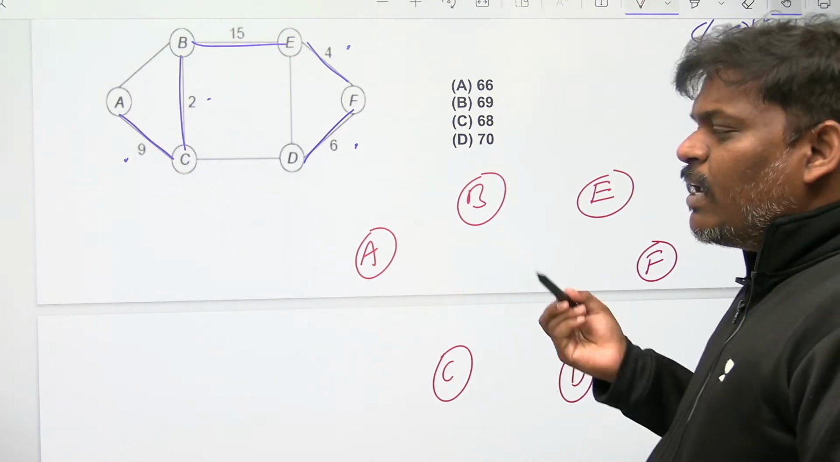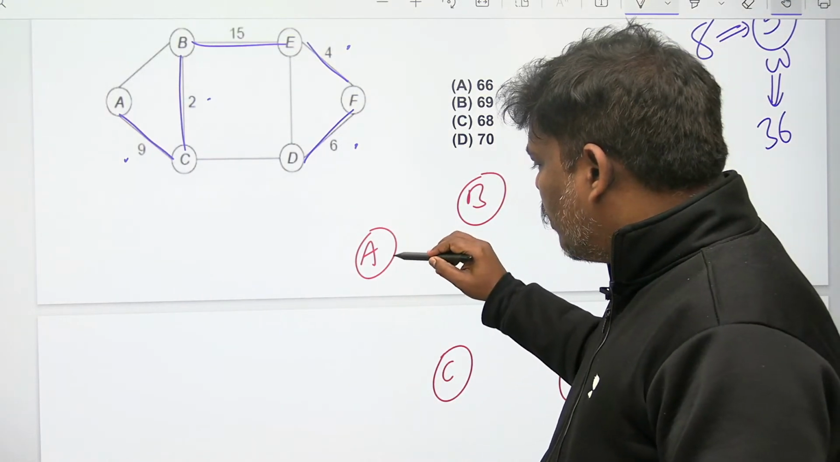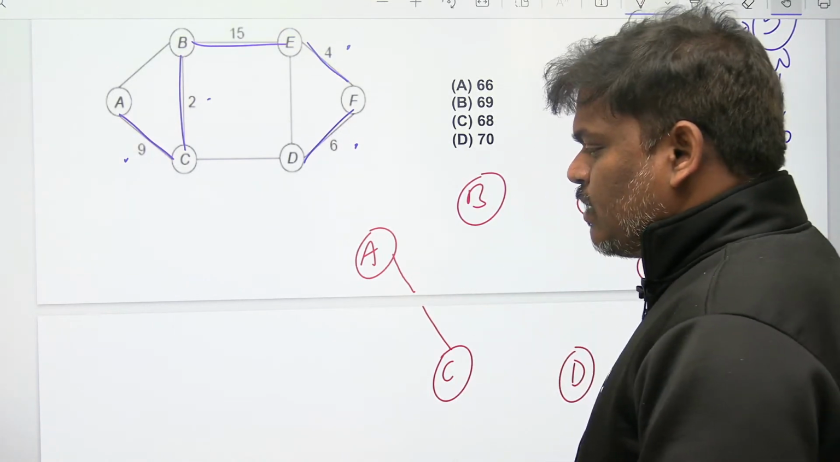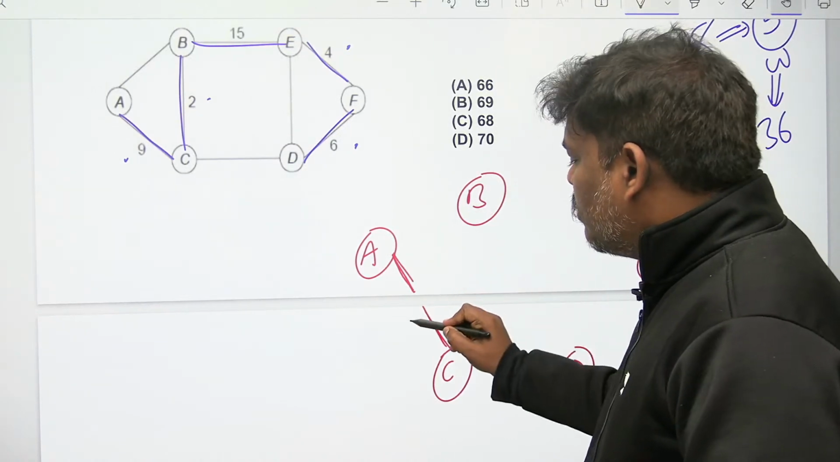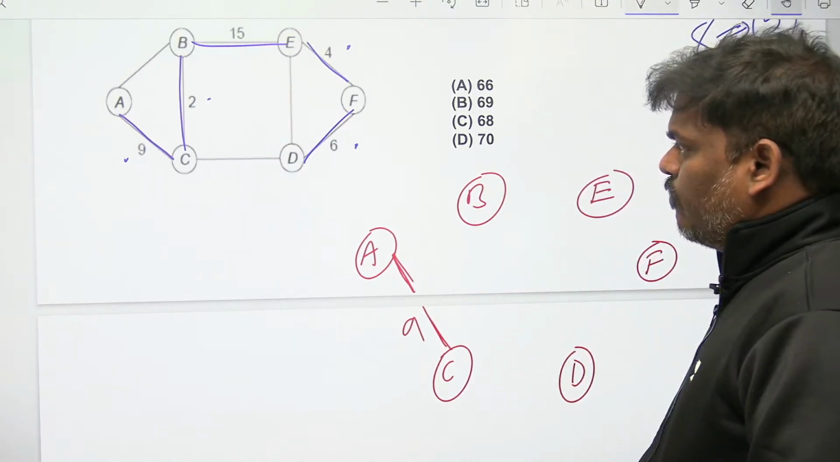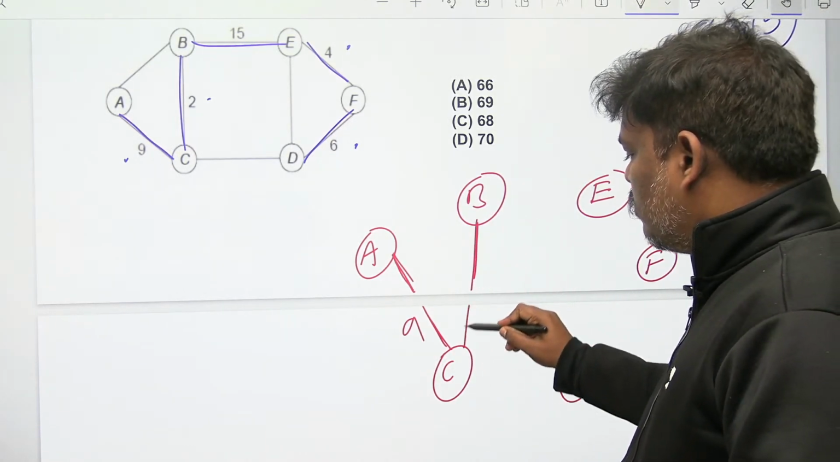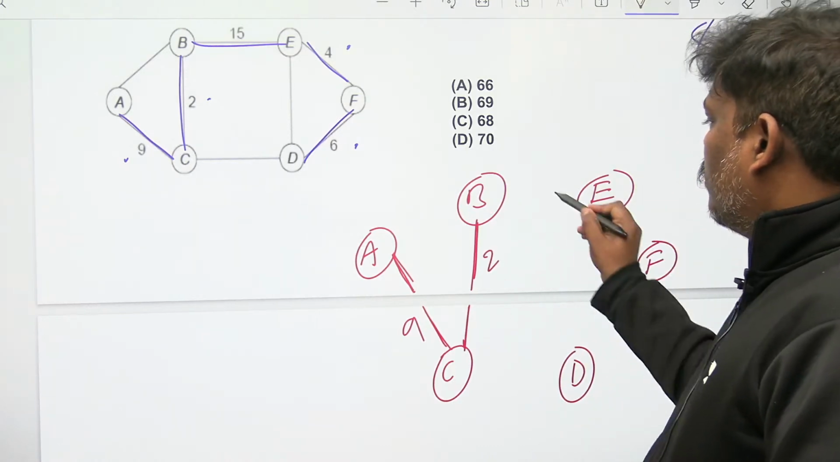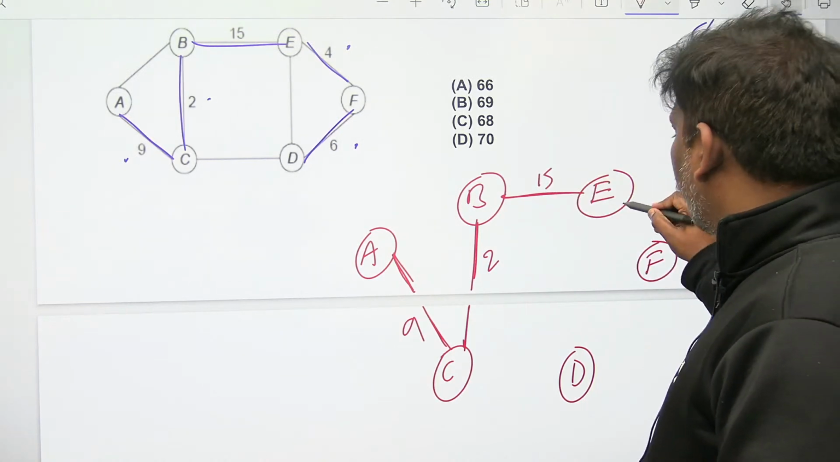Whatever MST is given, take that first. This is the MST given, so I took. So what is the answer? This is already 9. Right? This is also part of the MST. This is also part of the MST, 2 is also given. This is also part of the MST. Just take whatever is given first.